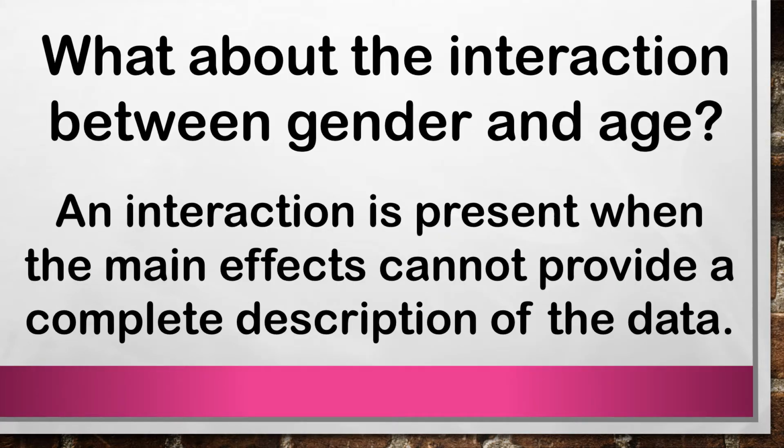So question, what about the interaction between gender and age? An interaction is present when the main effects cannot provide a complete description of the data. Therefore, since there is no dependence between gender and age, there is no interaction effect. The parallel lines in our plot usually imply little or no interaction.